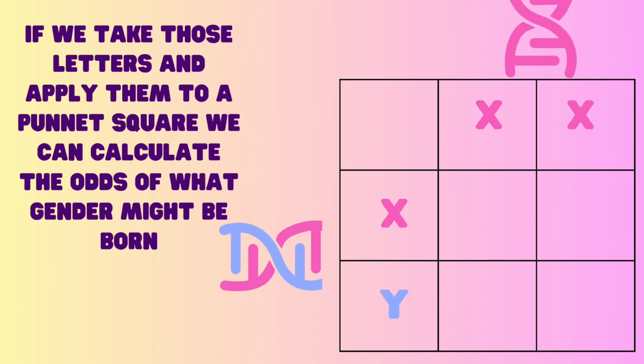A Punnett square is what this odd looking little table in the corner is. So right now we're going to use the top to represent the genes coming from the mum and the left side to represent the genes coming from the dad. If we take those letters and apply them to the Punnett square, we can calculate the odds of what gender might be born. We're going to fill out each square with 1 gene from each parent. So we're taking the X's from the mum down, and then we're going to start taking the X and the Y from the dad across to fill out all of those squares.